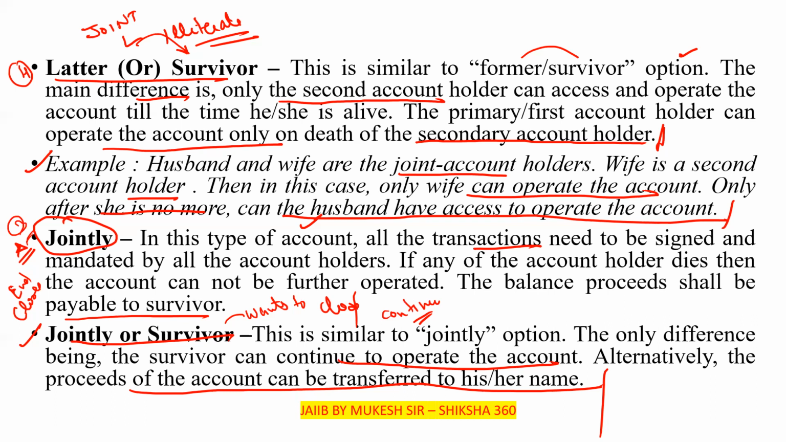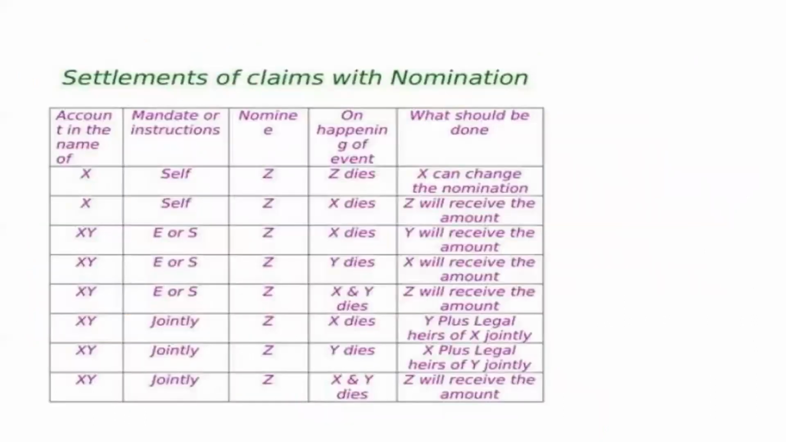Now move to the next one. Please try to understand settlement of claims with a nomination, where there is a nomination. So how will the claim go? This table is very, very important for understanding purposes. So let's try to understand that. The account is in the name of X, that is, it is an individual account.